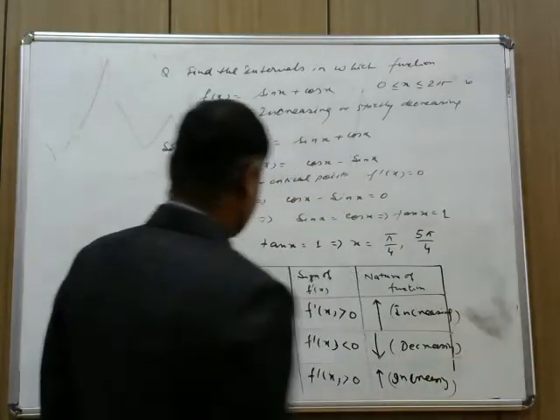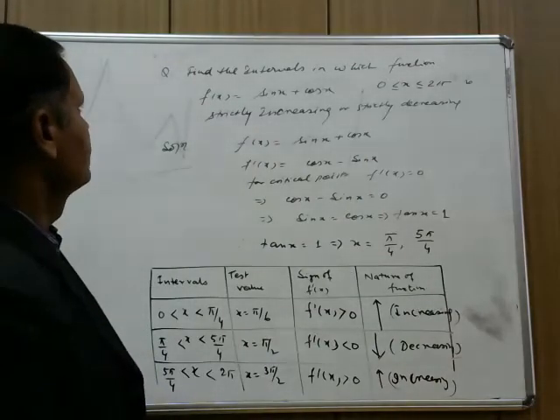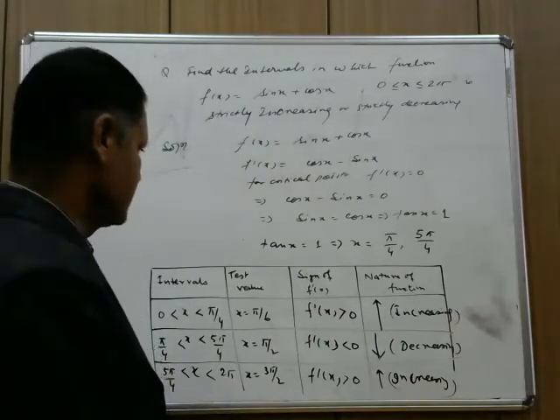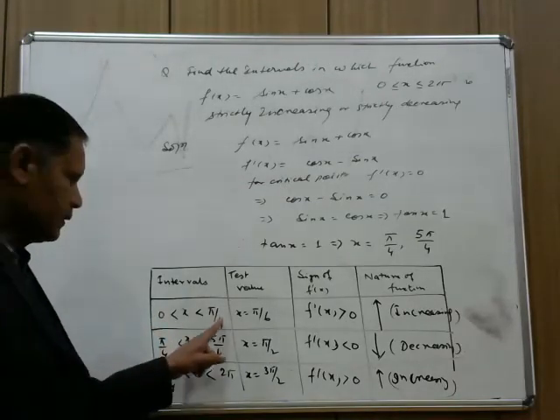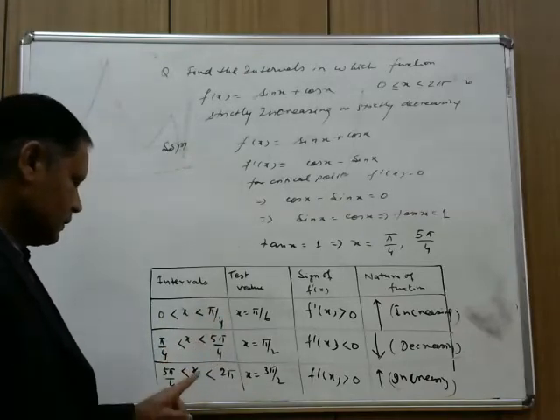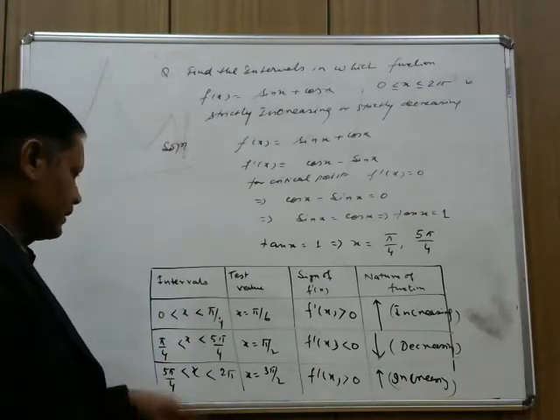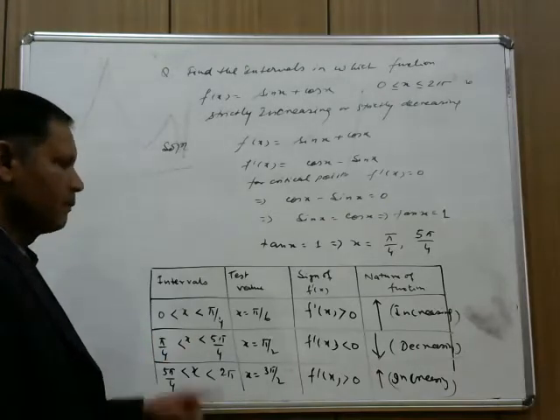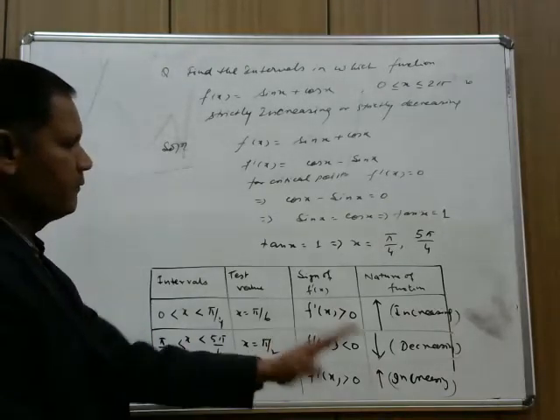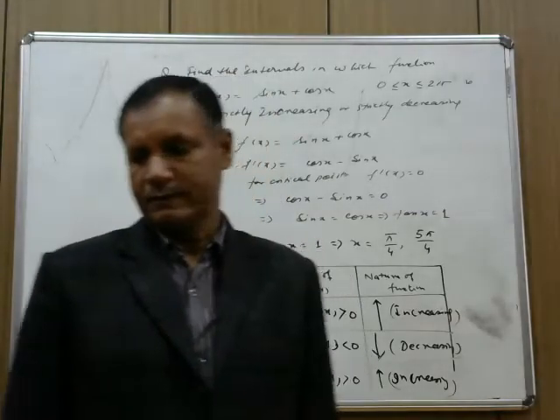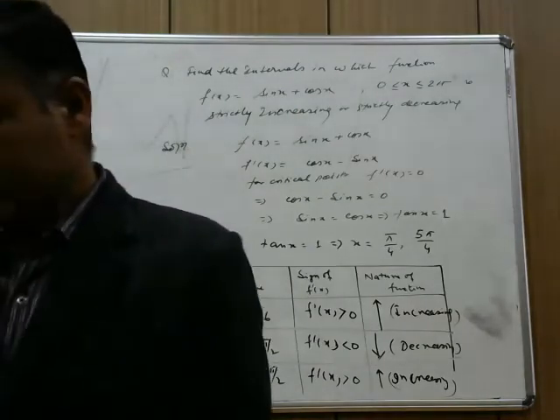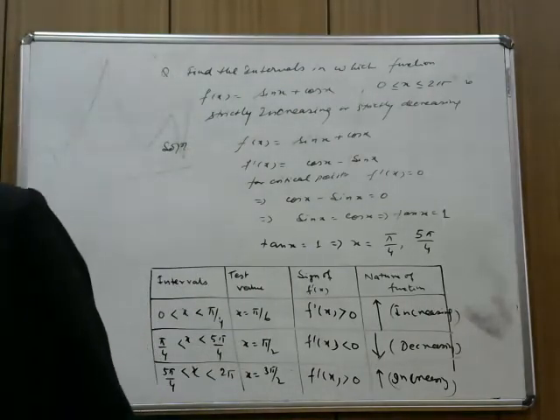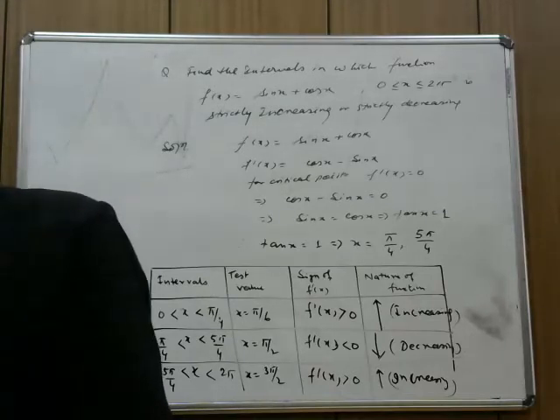Increasing. That means what? The given function is increasing when x is lying between 0 to pi by 4 and between 5 pi by 4 to 2 pi, and decreasing in the interval pi by 4 to 5 pi by 4. This is the result that you write finally for this question. Right? Same way you can do many questions of increasing and decreasing function.